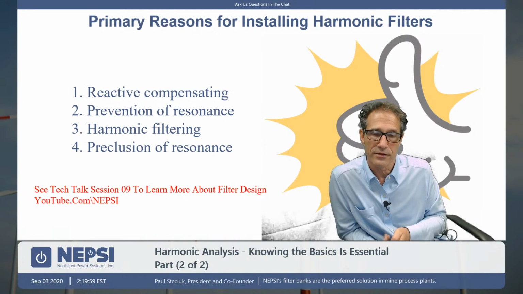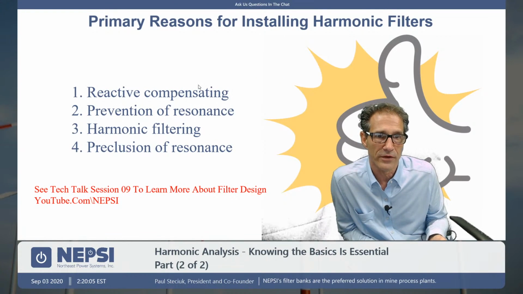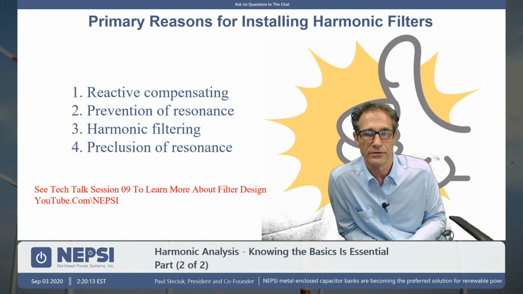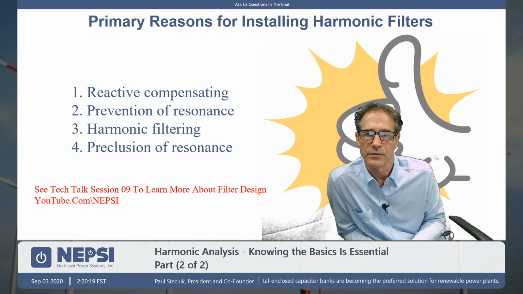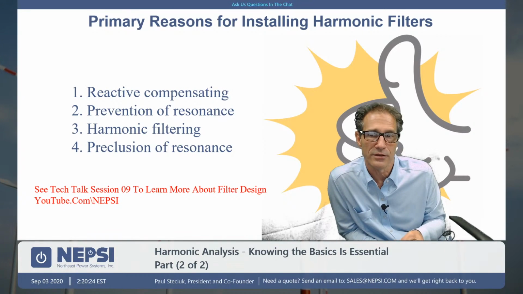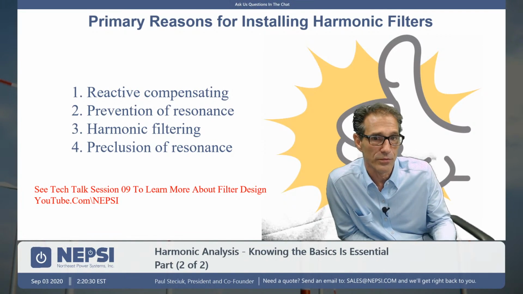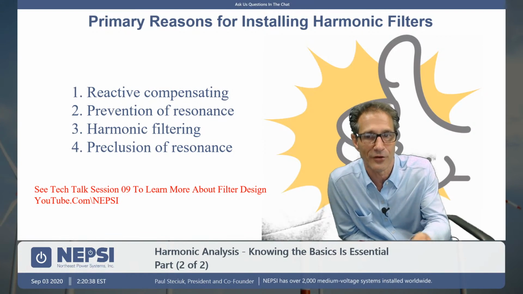The first one is by far reactive compensation. We're looking to provide megavars to the system, so megavars is the main reason. Power factor correction: all the reasons you do power factor correction are reasons why you would install a harmonic filter system. You're also looking to prevent resonance, and this is a second primary reason. Typically we had to add capacitors to the system to do power factor correction, and now the issue is we have resonance, so we are looking to prevent resonance. So what do we do? We add a harmonic filter.